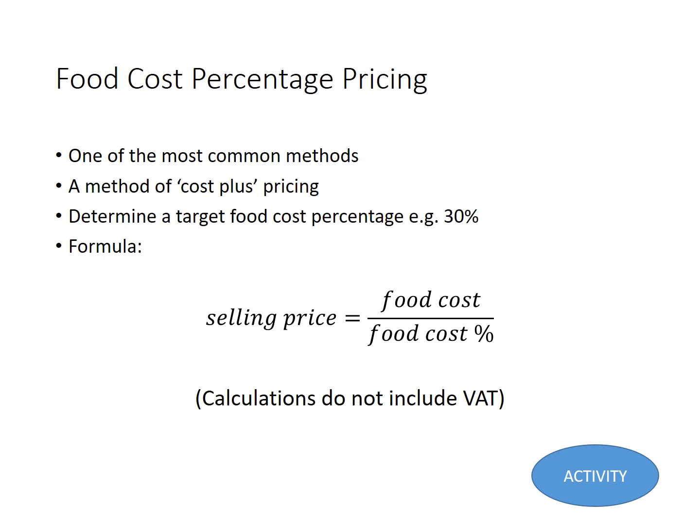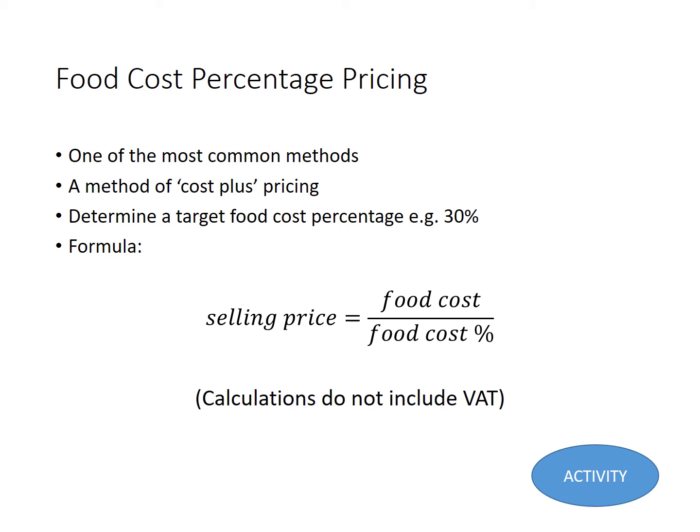We've got food cost percentage pricing, and what we're saying is that we look at the cost of the food and then we say that we want to have 30% in terms of the cost of that food, or 50% in terms of the cost of that food. What is the percentage margin that you want to make on the cost of that food, which would give you your selling price? So this is one of the most common methods.